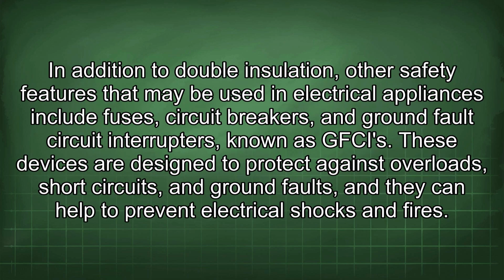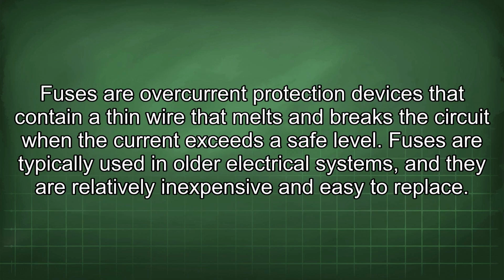In addition to double insulation, other safety features that may be used in electrical appliances include fuses, circuit breakers, and ground fault circuit interrupters, known as GFCIs. These devices are designed to protect against overloads, short circuits, and ground faults, and they can help to prevent electrical shocks and fires. Fuses are overcurrent protection devices that contain a thin wire that melts and breaks the circuit when the current exceeds a safe level. Fuses are typically used in older electrical systems, and they are relatively inexpensive and easy to replace.